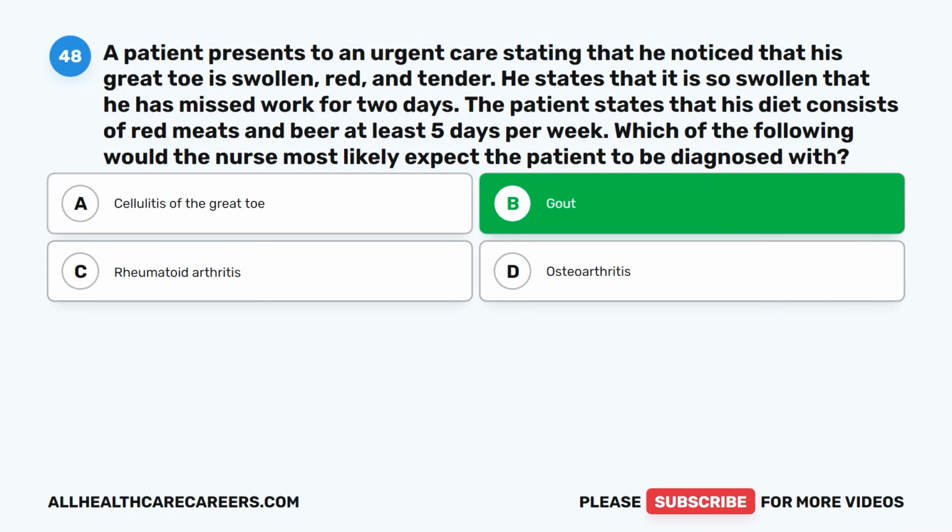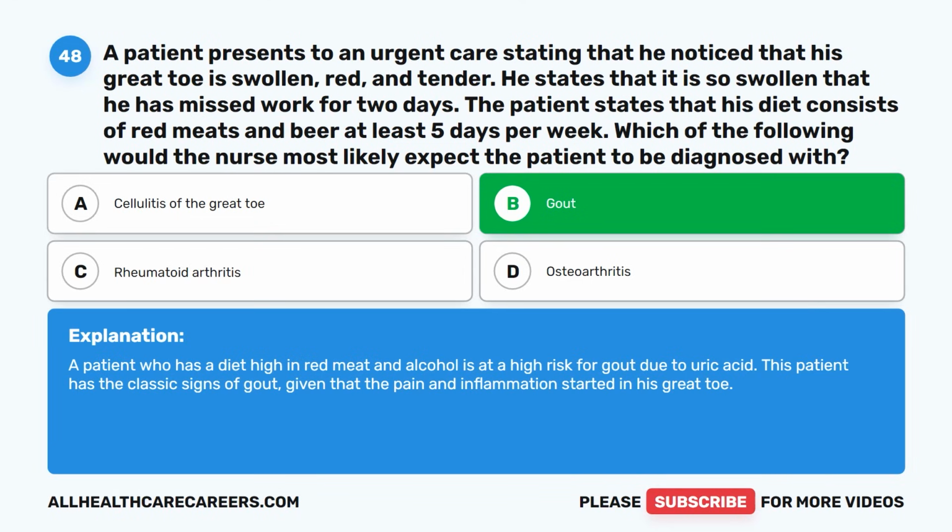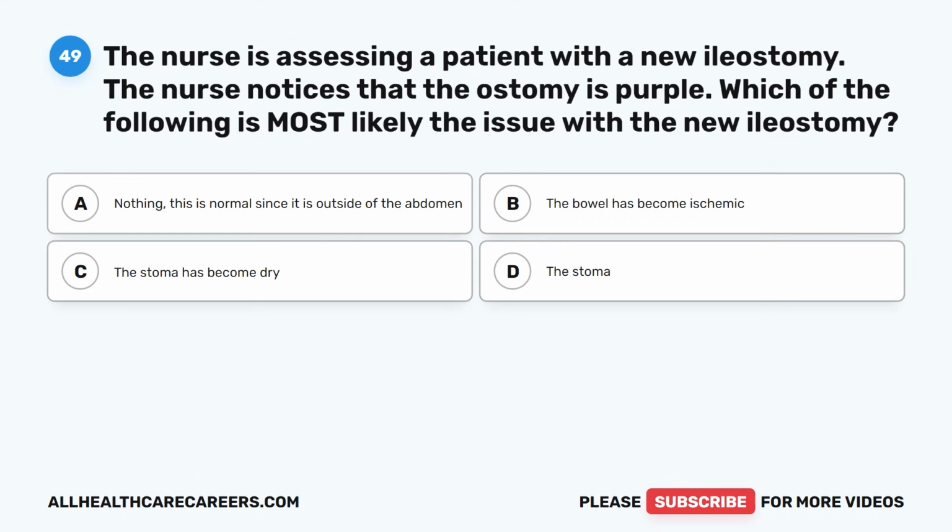Gout. A patient who has a diet high in red meat and alcohol is at a high risk for gout due to uric acid. This patient has the classic signs of gout, given that the pain and inflammation started in his great toe. Question 49.